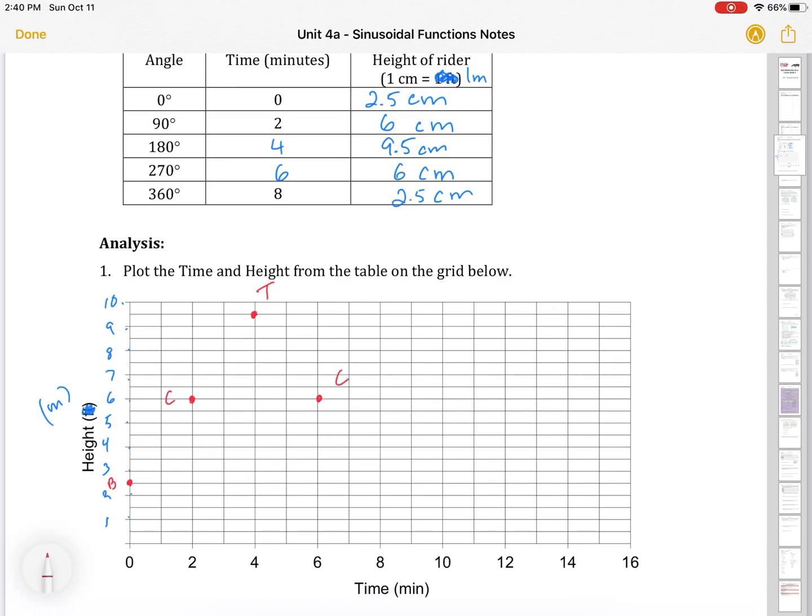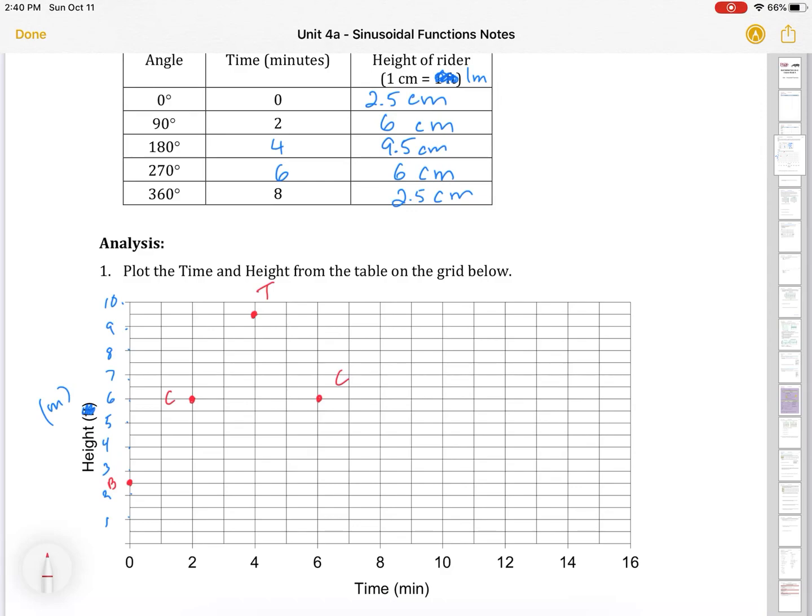Okay, and then at 8, we come down to the bottom. Now you notice the bottom doesn't go down to 0, because if you've ever seen a Ferris wheel, you don't sit on the floor, right? You're always elevated a little bit above the ground. There's probably a little ladder to climb up to get in if it's at 2.5 meters.